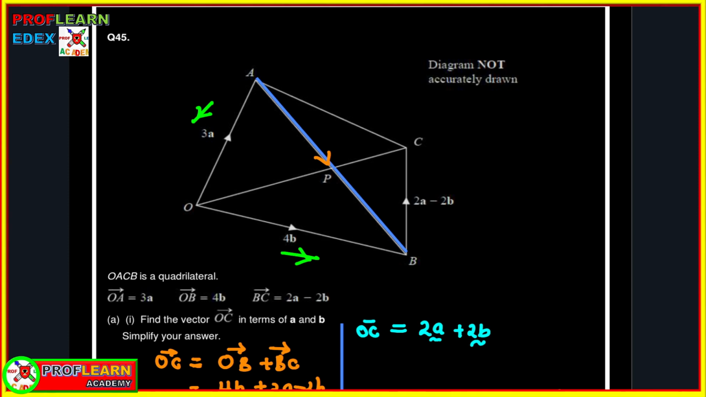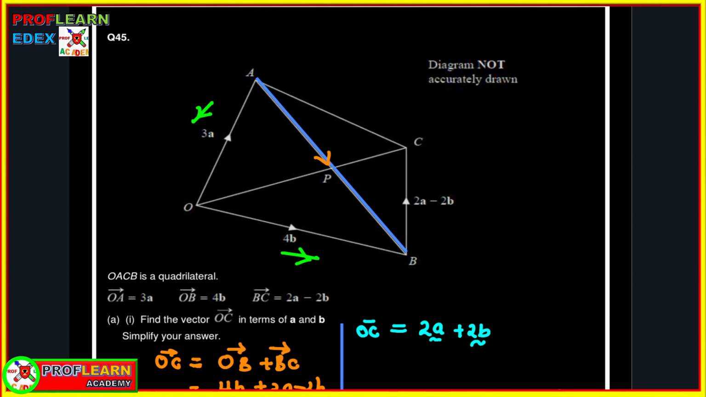In question 45, we're told that OACB is a quadrilateral whereby OA equals vector 3A, OB equals vector 4B, and BC equals vector 2A minus 2B. We're supposed to find the vector OC in terms of A and B, and simplify our answer. So let me take you through what we were supposed to do.